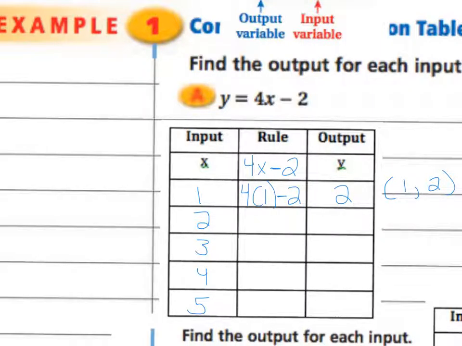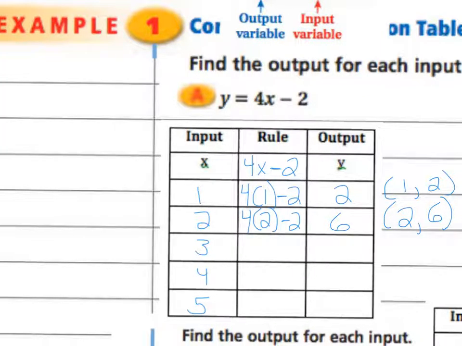Then I'm going to put in 2 for x. So I would do 4, and I put in 2, it's the input, multiplied by 2, minus 2. Remember, according to order of operations, I'd have to multiply first. So 4 multiplied by 2 is 8. 8 minus 2 would be 6. So what I'm saying is that when I put in 2 for x, I get out 6 for y.